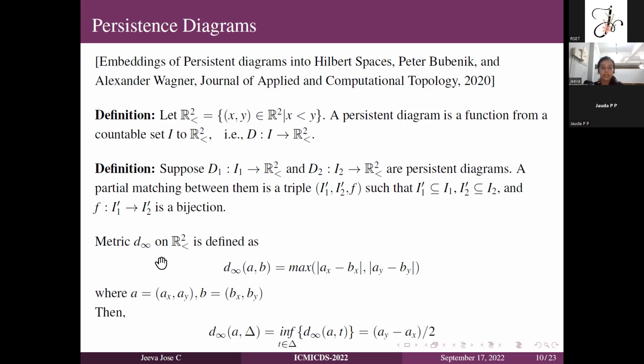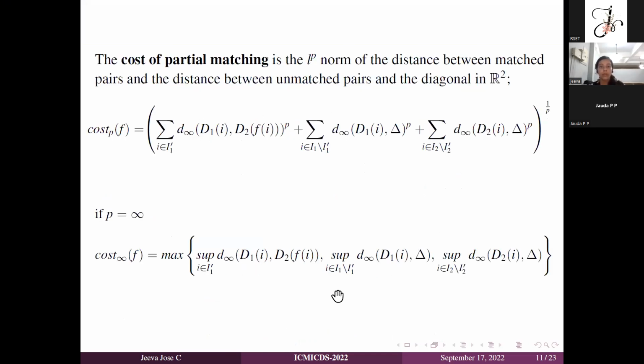Now, in this case, we are considering the infinite metric. With the help of this metric, we can calculate the distance from a point A to the diagonal of the persistent diagram. Now, in this condition, we can define the cost of partial matching. It is defined as the Lp norm of the distance between matched pairs and the distance between unmatched pairs and the diagonal in R2. And if p equals infinity, we are taking the infimum norm of these particular pairs.